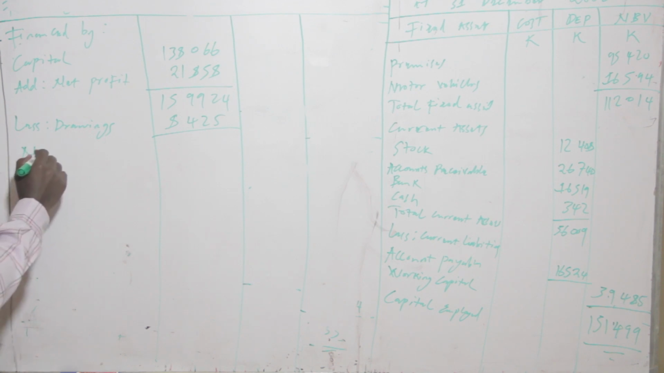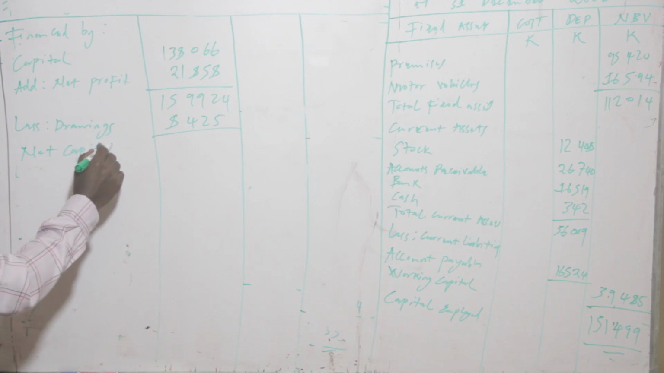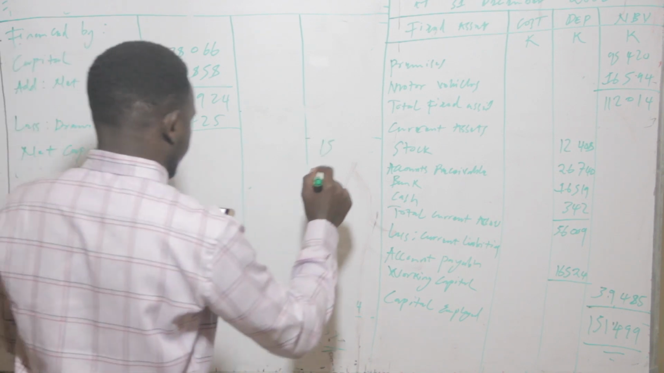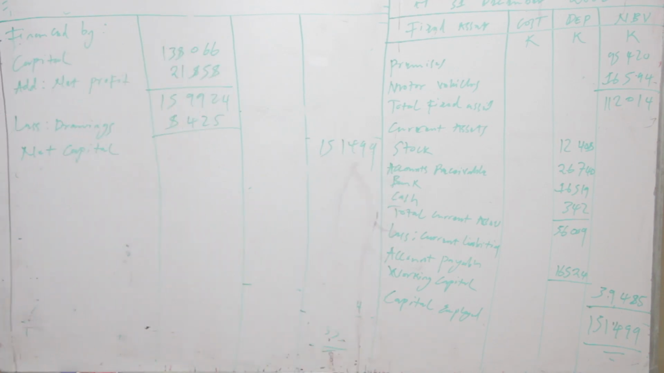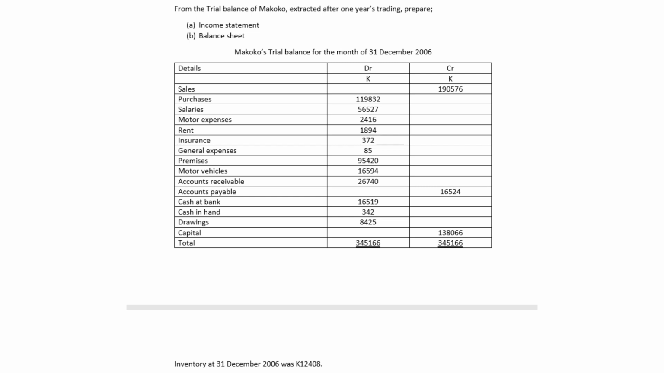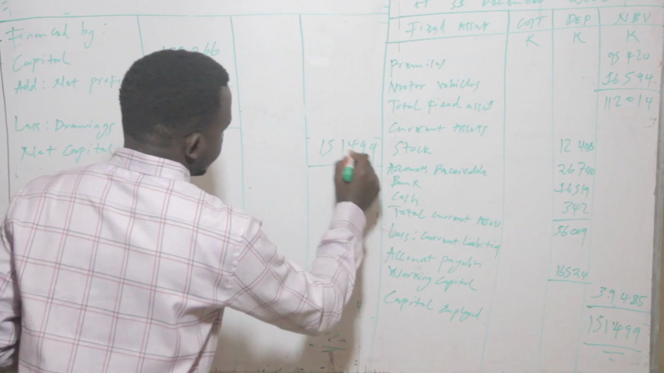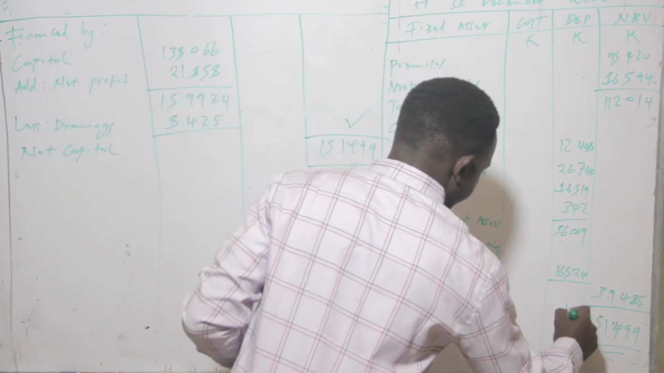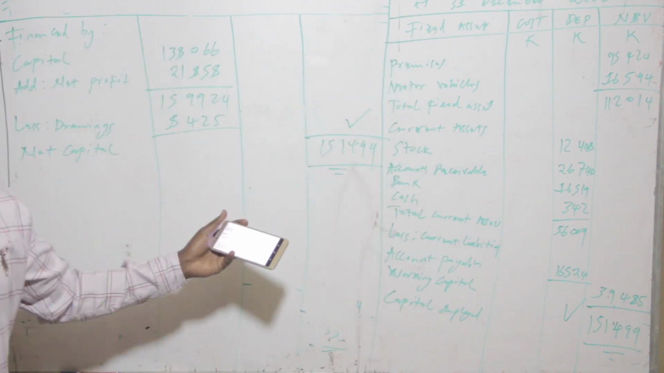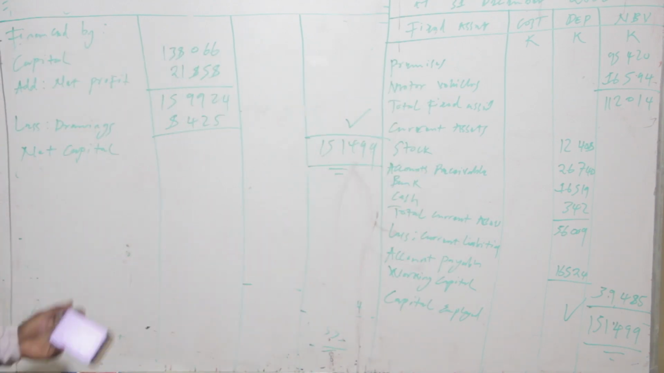In the difference, we're going to get net capital, which is also referred to as capital owned. The answer that we're going to have is 151,499. And if you look at the question, we don't have any long-term liabilities. That means that we can end here. That means that this is going to be our answer. As you can see, this figure and the figure for the capital employed are the same. That means that our balance sheet has balanced. So that's how you prepare the balance sheet.